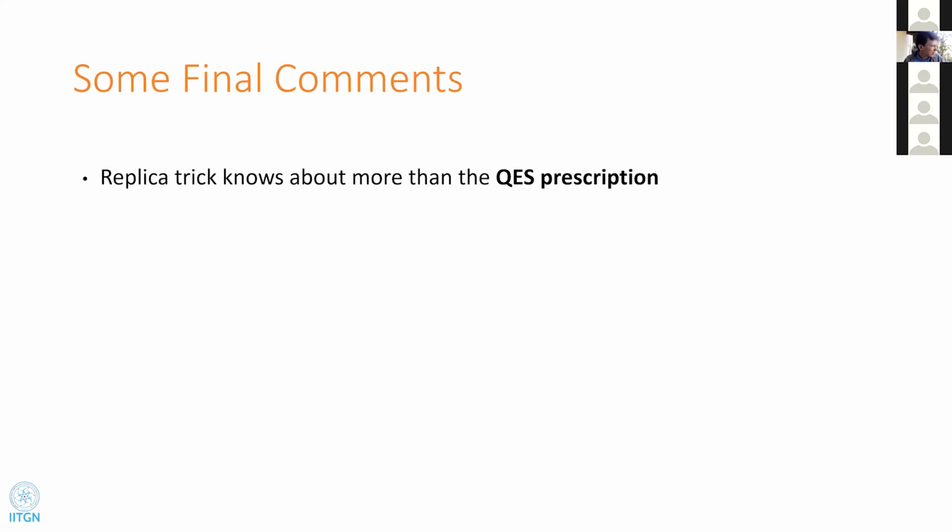So the first comment we want to make is that the replica trick is cleverer than the quantum extremal surface description. The quantum extremal surface description is incredibly nice and clever because it just uses the original unbackreacted geometry. But if you can do the replica trick, then it does tell you more about what's going on.